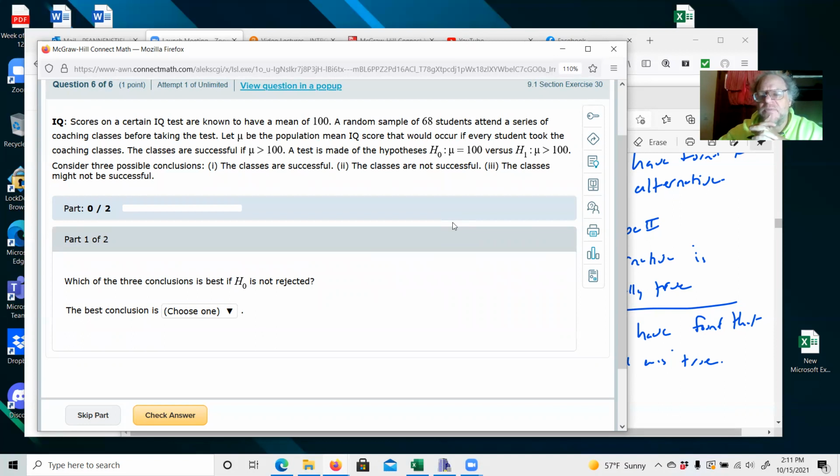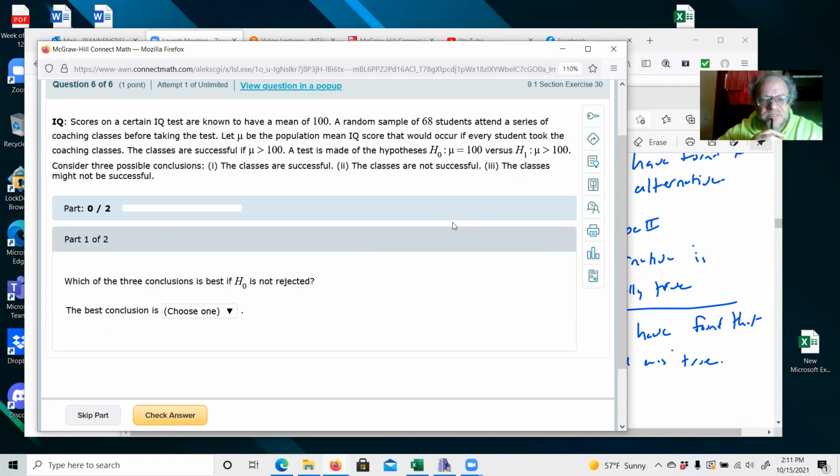So what we're doing here is, they took the coaching classes, and did the coaching classes make a difference? If they took these classes, did they appear as if they have a higher IQ? Did they score higher on this test? So H0 versus H1 greater than. We want to test: is it more than? Did the coaching classes have an effect? Three possible conclusions: classes are successful, classes are not successful, and the classes might not be successful.